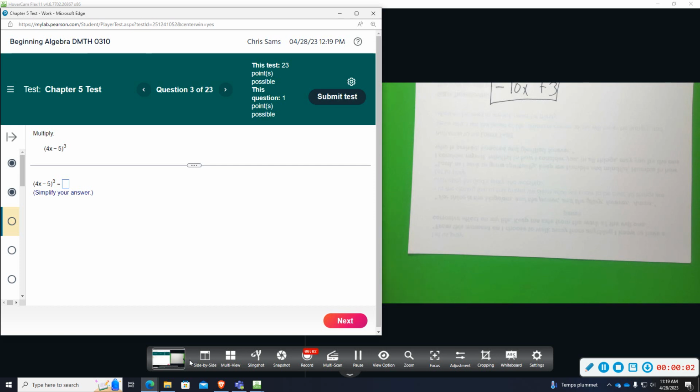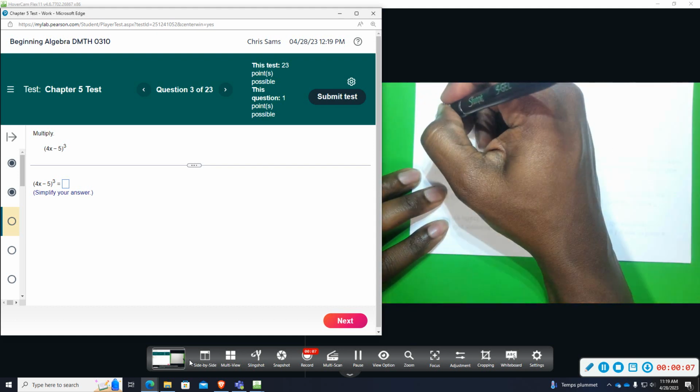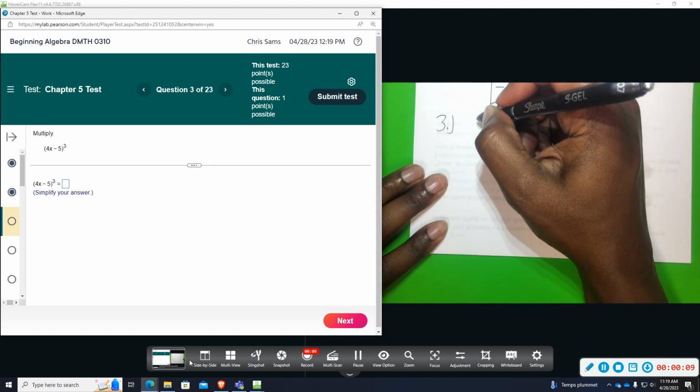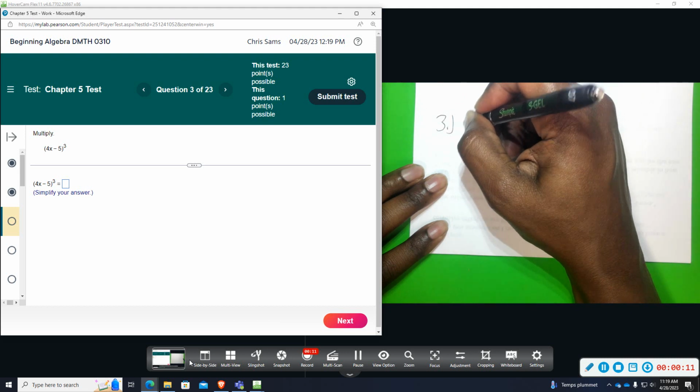All right, number 3, we want to multiply (4x - 5) raised to the third power. So what you want to do is write this out 3 times.